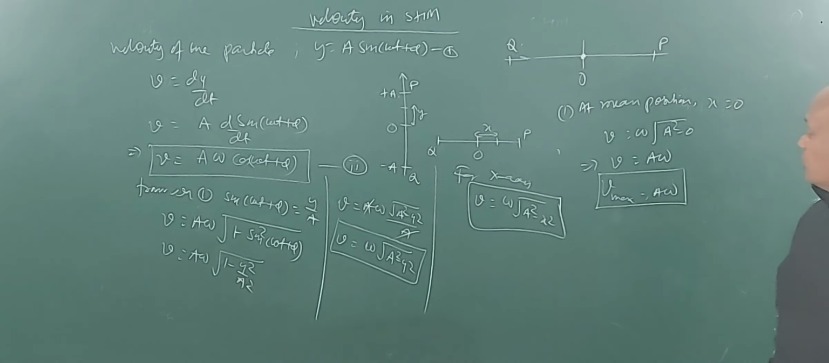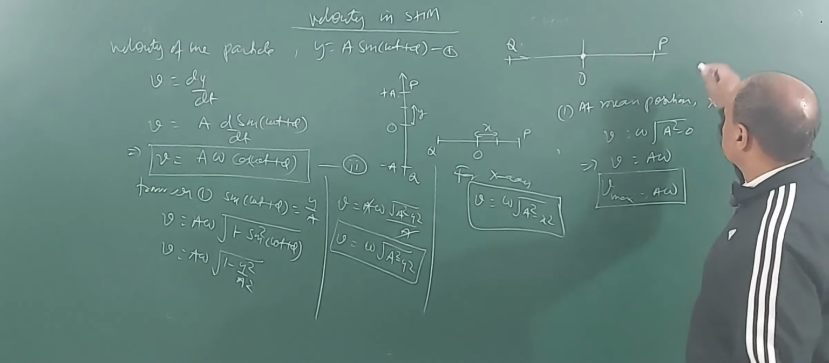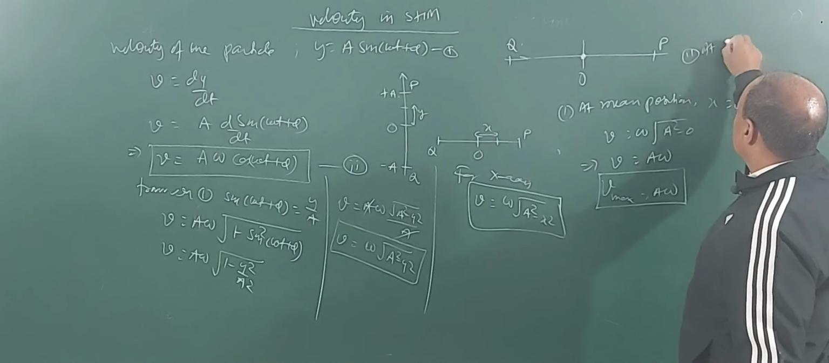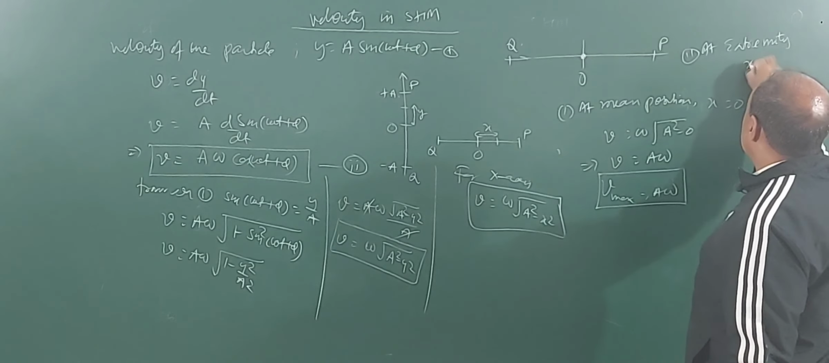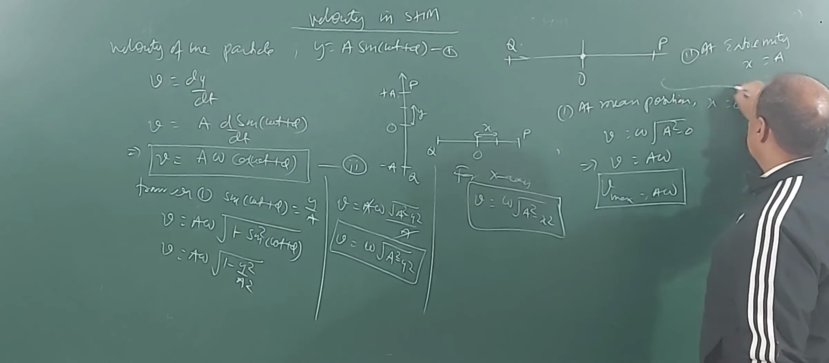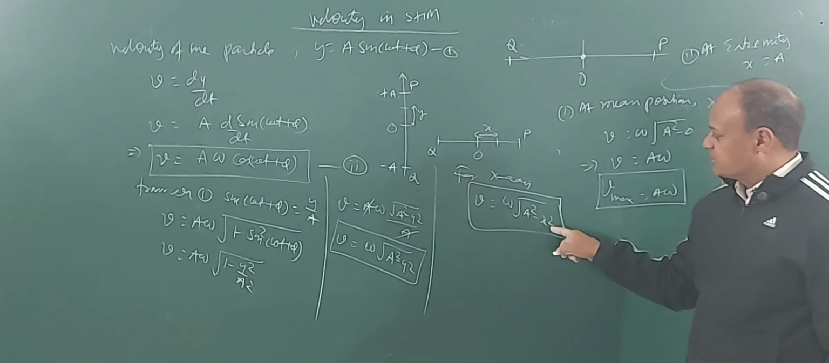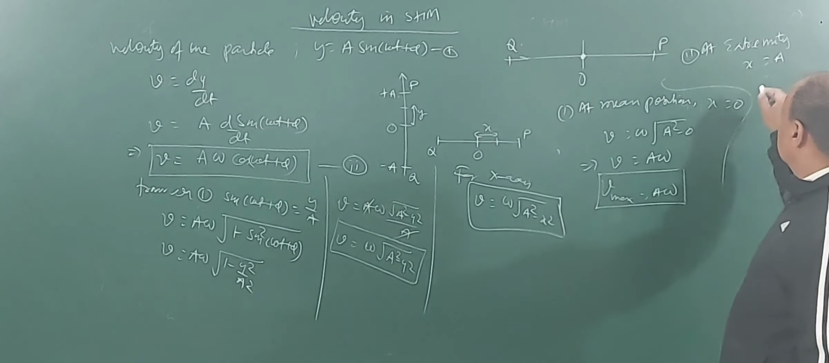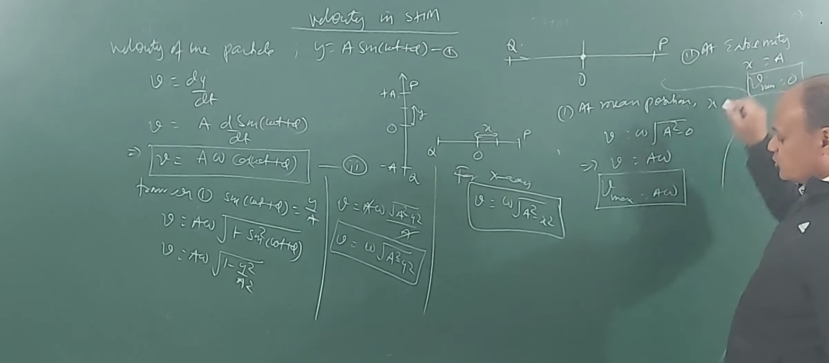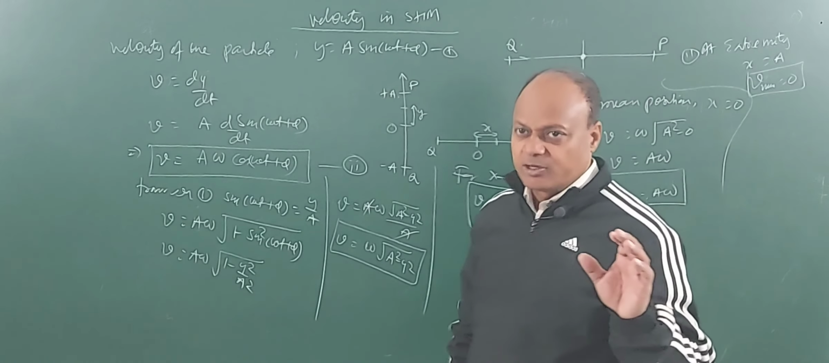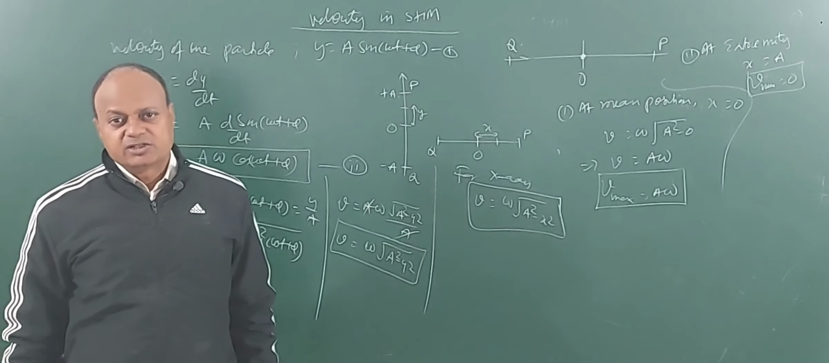Now, what will be the velocity at the extremity? So, at extremity children, x will be equal to A. At extremity, x will be equal to how much? A. And if I put here x equal to A, then A square minus A square will be how much? 0. So, velocity will be minimum at extremity and how much will that be? 0. So, you have to know that whenever a particle is oscillating simple harmonically, then its velocity is maximum at the center and minimum at the extremities.